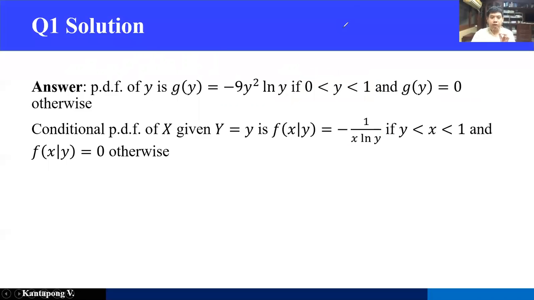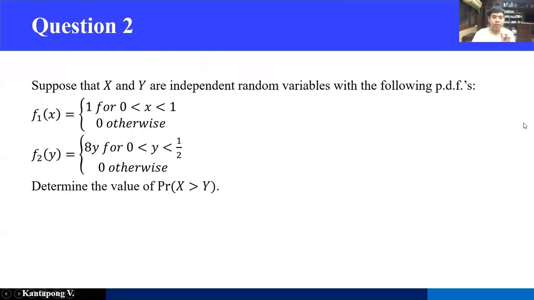Okay, let's go to the second question. This one is a little bit more tricky, but it's not that hard, okay? Suppose that x and y are independent random variables with the following PDFs, f1 of x and f2 of y, okay? So this one is the PDF, and they're independent. Determine the probability that x is greater than y. Okay, so pause the video, take your time, and if you finish doing this problem, you can continue with this video.